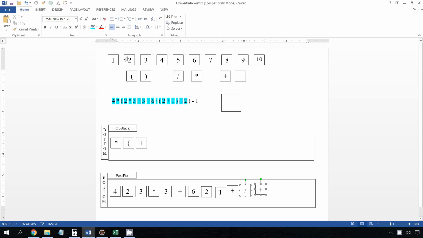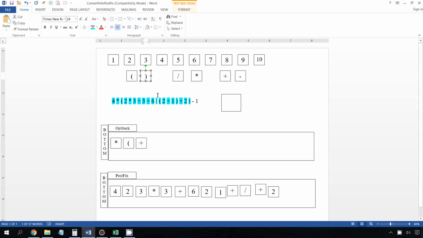Then I've got the 2. 2 is a value, so I just push it right to postfix. Then I've got a closed paren. For a closed paren, remember, I just pop off of the op stack and push onto the postfix until I meet the matching paren. So in this case, I just pop the plus off of the op stack onto the postfix stack, and then the next top is my left paren. So that's my matching paren, which means I'm done with that.